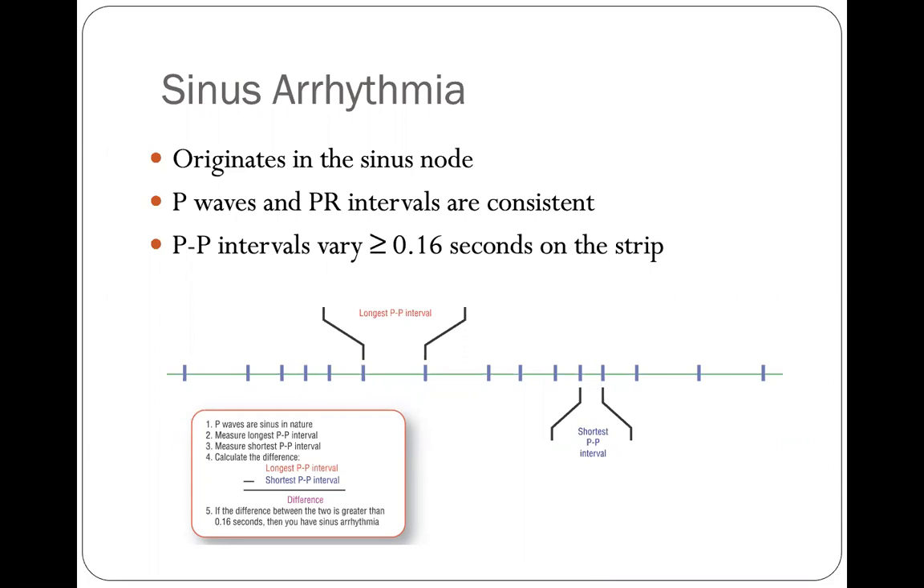But certainly if the P to P intervals vary by more than 0.16 seconds on a strip, then you have a sinus arrhythmia. What do I mean by that? I mean, you take your P to P interval and match it to another P to P interval. And if the difference between those is greater than 0.16, you have a sinus arrhythmia.